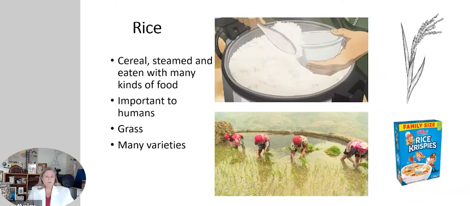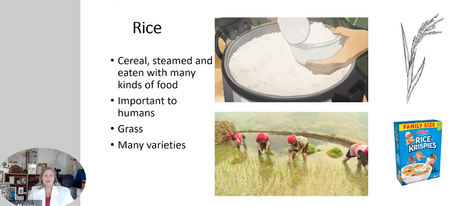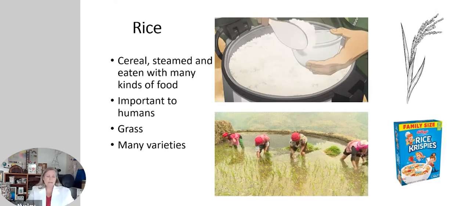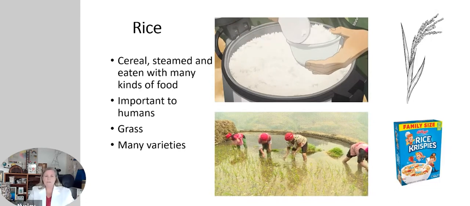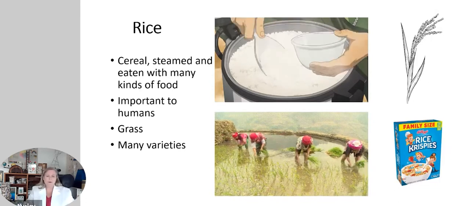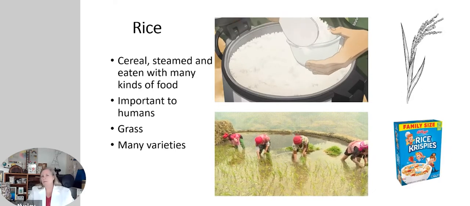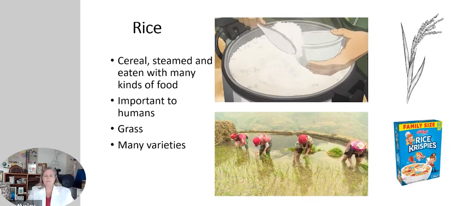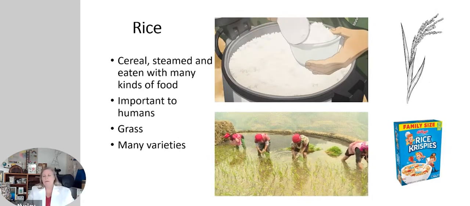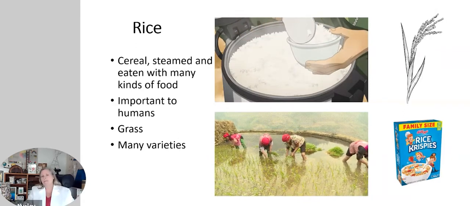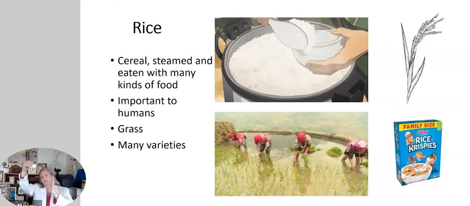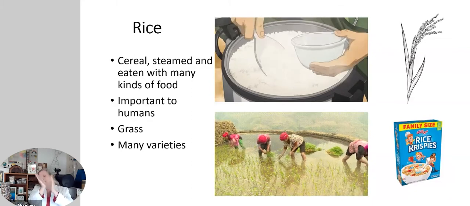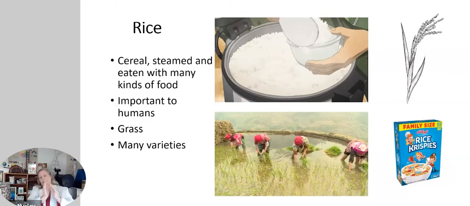Okay, another grass is rice. And we eat that as a cereal, steamed, and it's eaten with many kinds of foods. It is the most important to humans. Worldwide, rice is probably the most important grass or grain. And there are many, many different varieties. See the long leaves? It has very long leaves. And then the grass is up in these top parts. Again, the rice seed has to be separated from the husk or the shell.